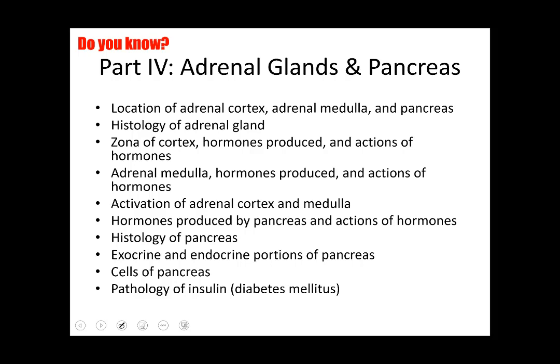The cells I'm referring to are alpha and beta. You are going to see test questions where I'll say, beta cells come from where? The islets of Langerhans in the pancreas. Or, beta cells produce what? Insulin. Or, damage to your beta cells would cause problems with what hormone? That might be how it would be phrased. So that's what it means by cells. And then the pathology of insulin is obviously diabetes. If you have a desensitization, that's type 2.